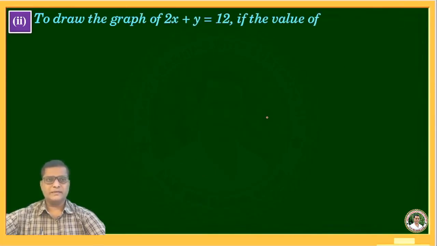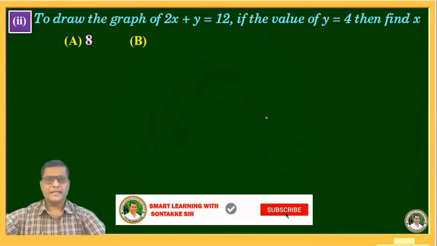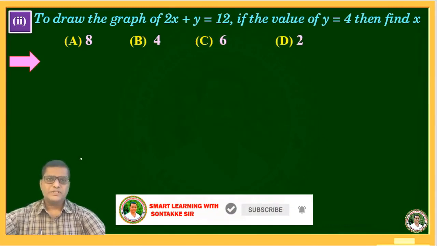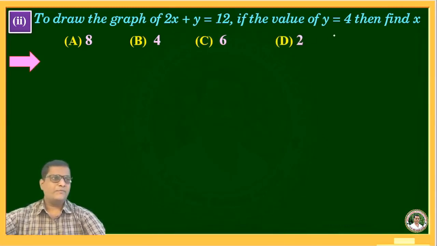Second question of this is to draw the graph of 2x plus y is equal to 12. If the value of y is 4, then find the value of x. Options are given: A 8, B 4, C 6, D 2. In this question, the value of y is given 4 and we have to find the value of x. Then what to do? First write the given equation, then substitute the value of y, and you will get the answer.